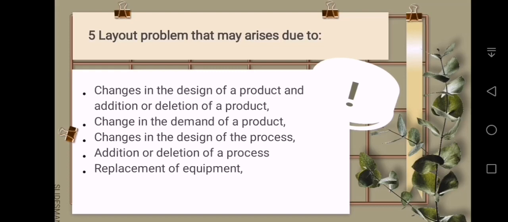Fourth, addition or deletion of a process. It is the process through which a product or an entire product line is removed from the product portfolio, either through the replacement of equipment. It ensures employee safety, and the most important reason is to replace all the equipment.